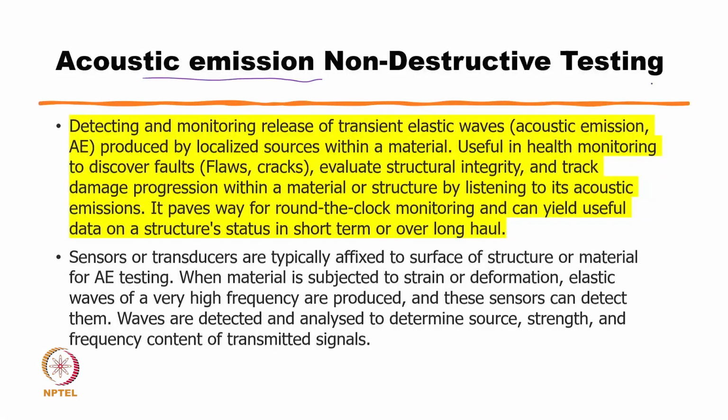So, let us say acoustic emission, the non-destructive testing. Acoustic emission is basically a kind of transient elastic waves, which can be produced by localized sources in a material. What are the localized sources? It is something like a flaw or a crack or some sort of irregularity on the surface, or some sort of structural integrity fault, or maybe we want to assess the complete progression of the damage.